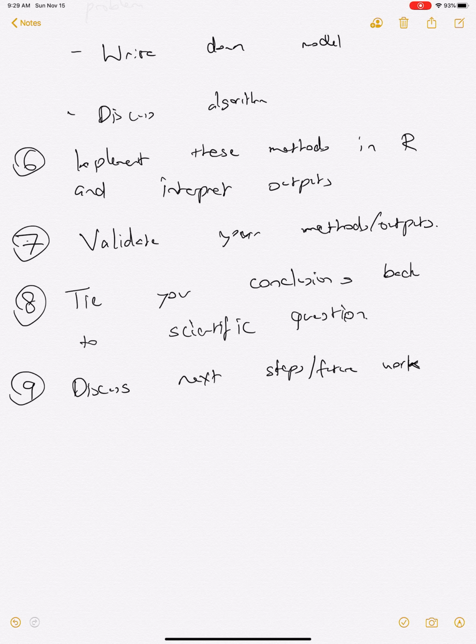With these data-driven approaches to scientific questions, this is always an iterative process where there's a scientific question that you have, and then you might develop some approaches to it, follow these steps and form some conclusion. But then there's going to be some next steps after that.